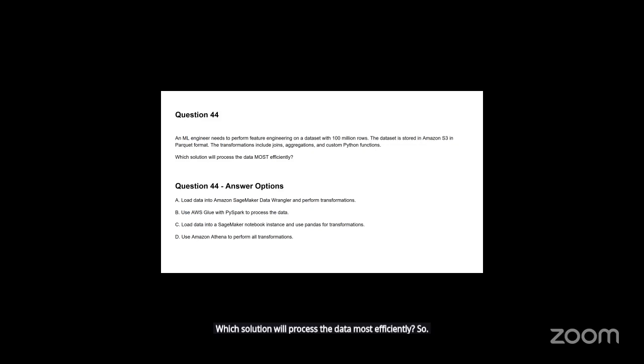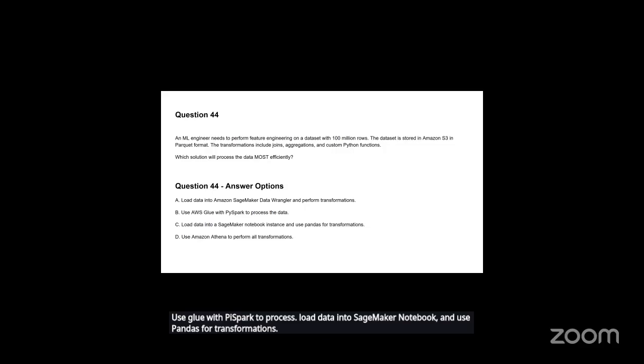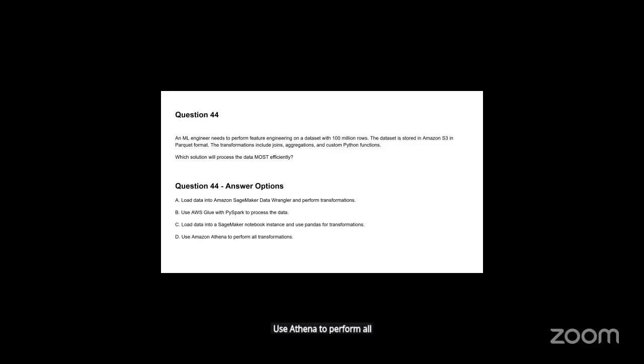A: Load it into SageMaker Data Wrangler and perform transformations. B: Use Glue with PySpark to process. C: Load data in a SageMaker notebook and use pandas for transformations. D: Use Athena to perform all transformations.